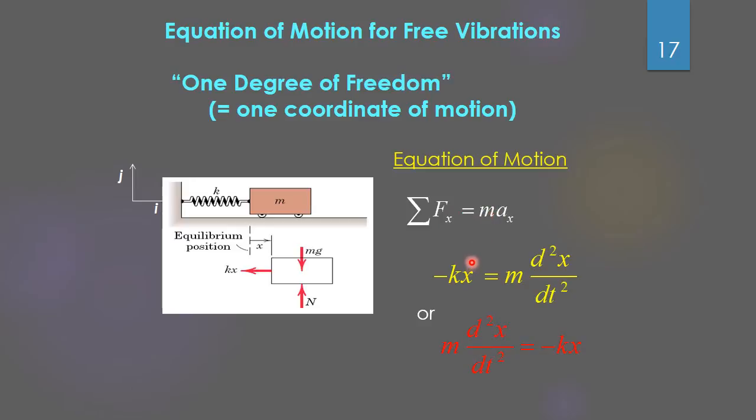So we know that sigma Fx equals m ax. Upon force analysis, we know that the force affecting it is the spring force, so it's going to be negative kx. As the body is moving to the right, there's going to be a reaction from the force that's pulling it to the left. That's why it's negative kx. And we know that ax is the second differentiation of displacement. So negative kx would be equal to m d squared x by dt squared. You can also write it in this way, it doesn't matter.